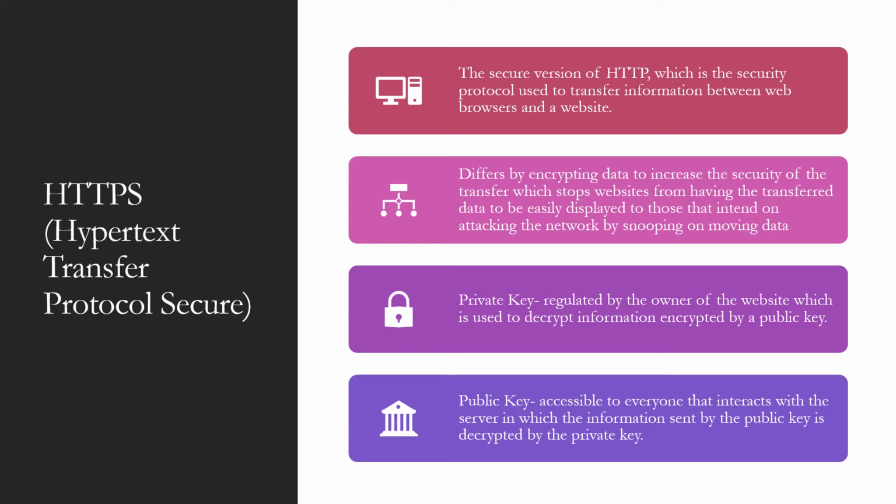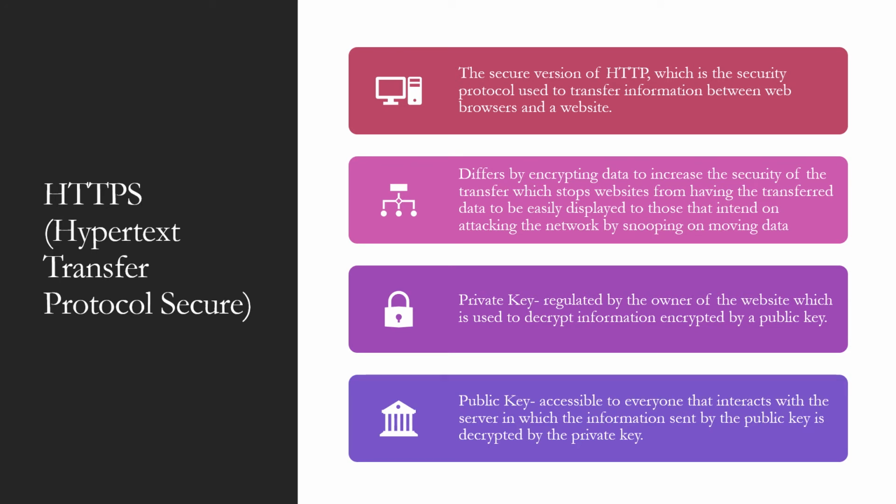HTTPS also prevents websites from having their information broadcast to the public, which would be an easy way for third parties to view the information, as in snooping on the network, which they can use to pick out which data they want to attack and how to do it.